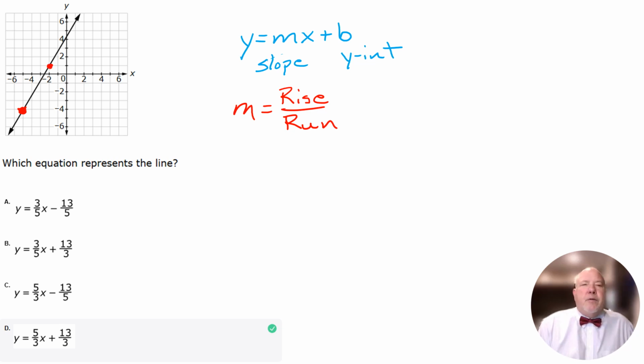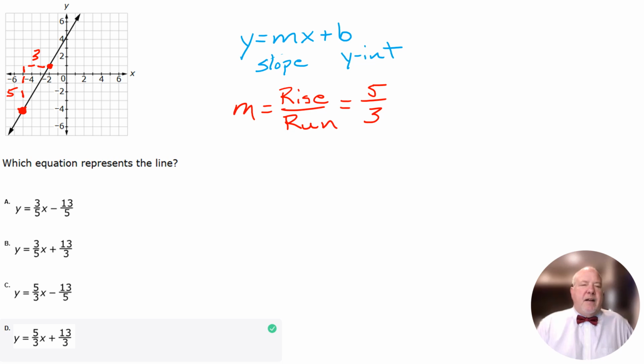And then what I'm going to do is I'm going to see how much I rise. So how much do I go up? And then how much do I go over? So I'm going to rise and run. And so for the rise, I'm going up 5. So I just count how many blocks I go up. And then for the run, I go over, looks like 3 blocks. So the rise is 5 and the run is 3.